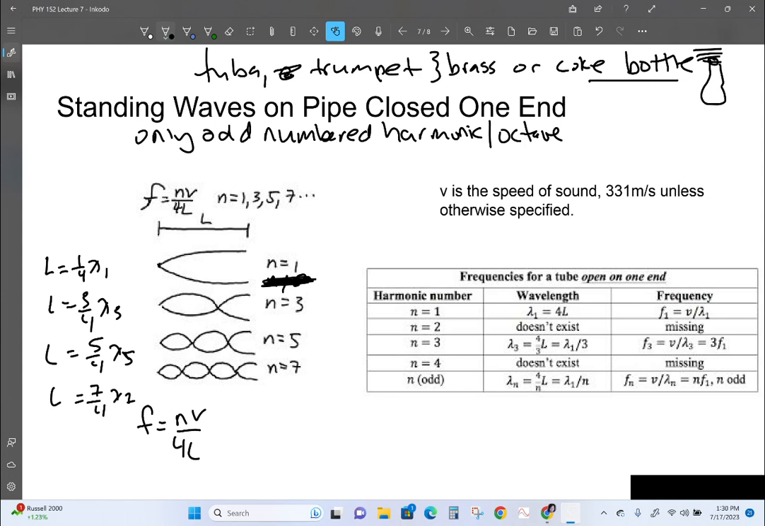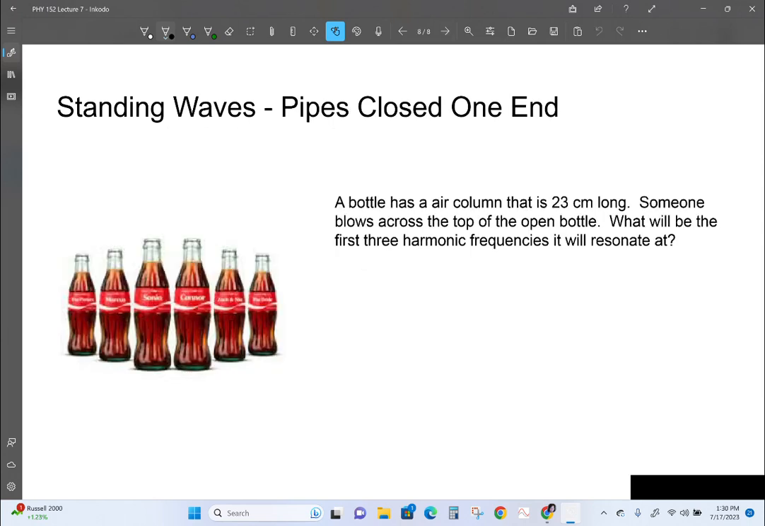And so forth. You can't get a 2 over 4 or a 4 over 4 or a 6 over 4 to form. It won't happen. So, and once again, this is a pipe, so the speed of sound is going to be 331 unless otherwise given to you. So let's do a Coke bottle. So let's say that we know the length is 0.23 meters, so you need to change centimeters to meters. You're just going to blow across the top of it. It doesn't have any liquid in it at all.